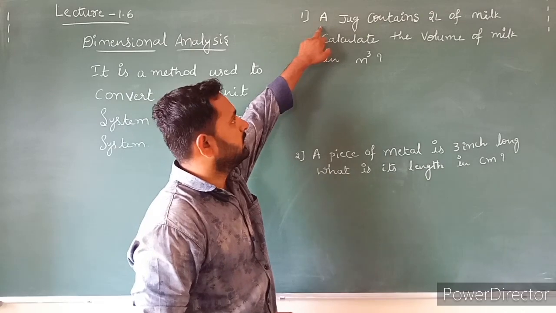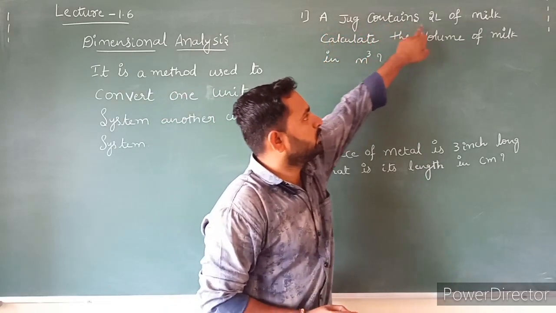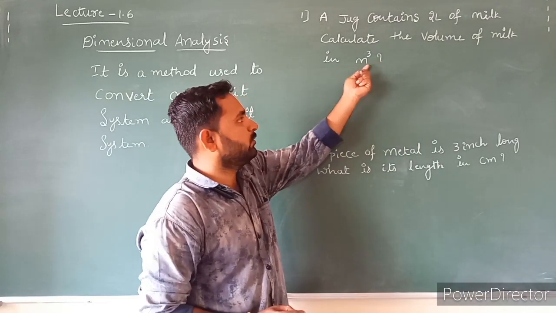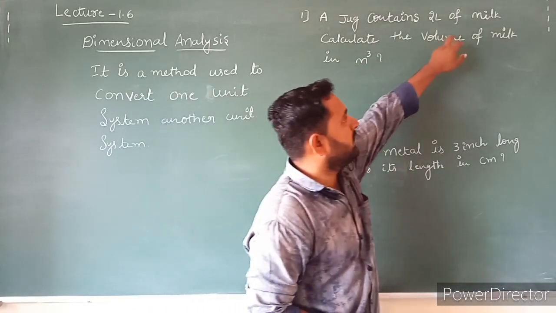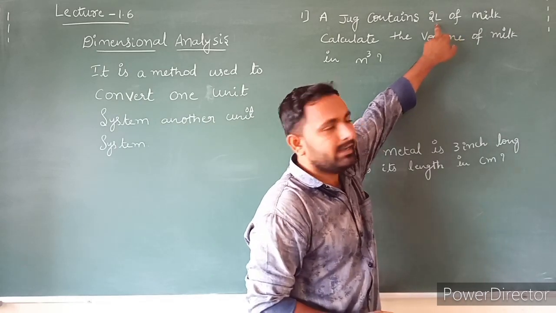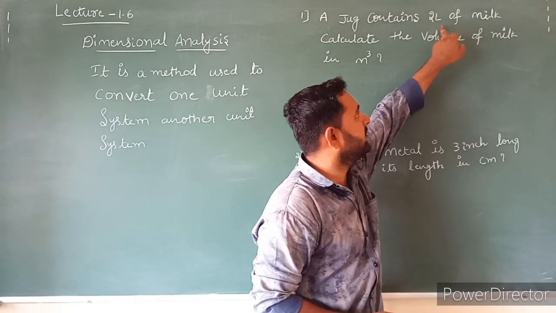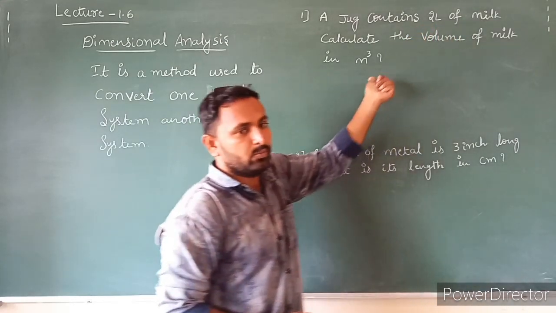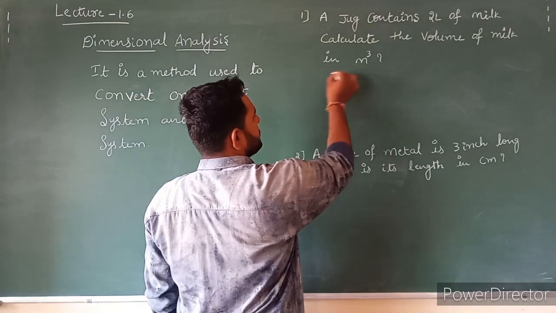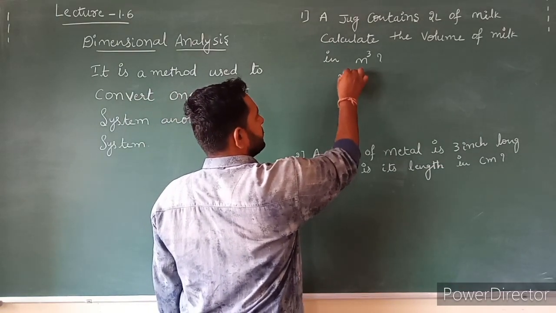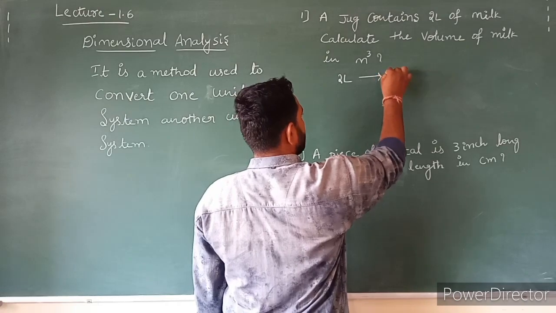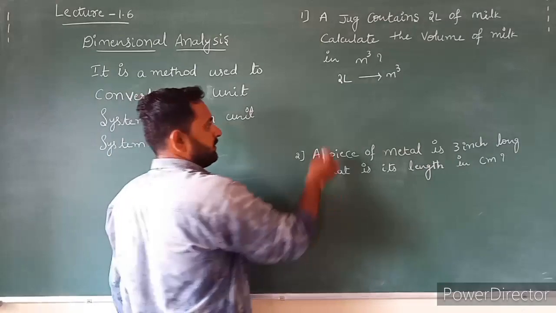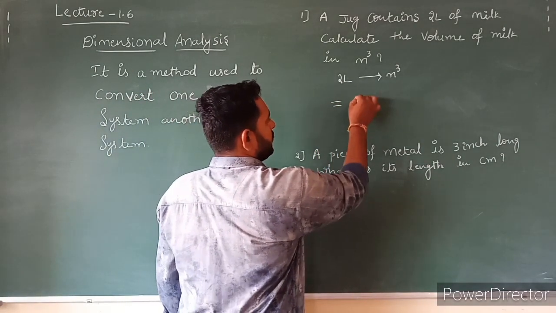In the first numerical, a jug contains 2 liters of milk. Calculate the volume of milk in cubic meter. Here the volume of milk is already given in liters, and he is asking you to convert it into cubic meter. So now let us convert step by step. First, 2 liter.